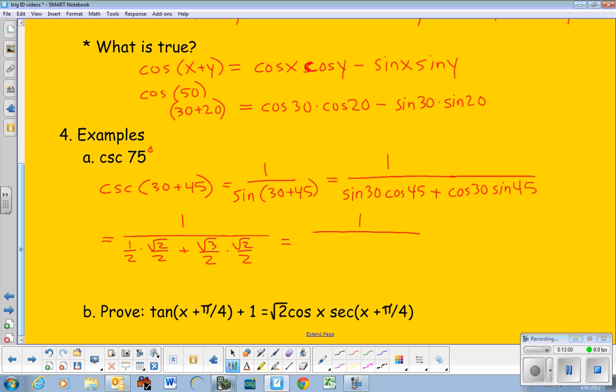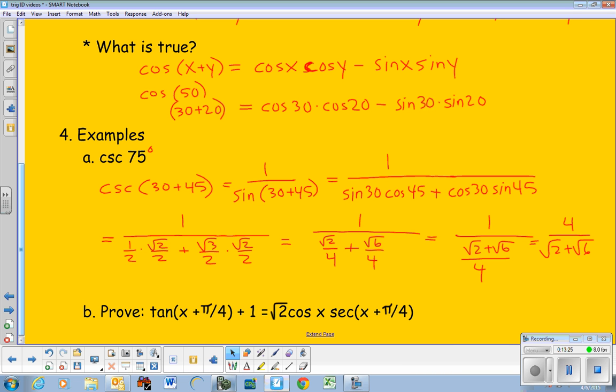This is 1 over. A half times the square root of 2 over 2 is the square root of 2 over 4. And this is the square root of 6 over 4. If I add those terms on the bottom, I get the square root of 2 plus the square root of 6 over 4. And since it's on the bottom, I'm going to flip that over and make it 4 over the square root of 2 plus the square root of 6.